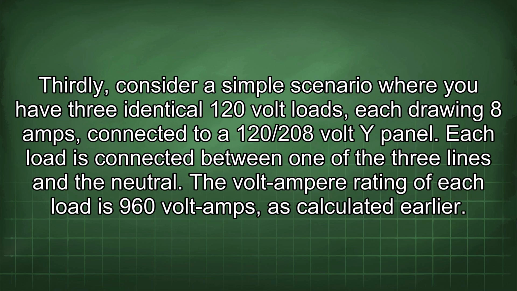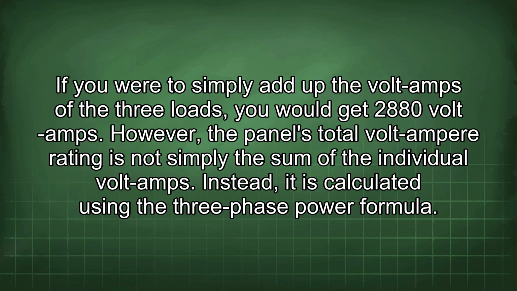Thirdly, consider a simple scenario where you have 3 identical 120-volt loads, each drawing 8 amps, connected to a 120/208 volt Y panel. Each load is connected between one of the 3 lines and the neutral. The volt-ampere rating of each load is 960 volt-amps as calculated earlier. If you were to simply add up the volt-amps of the 3 loads, you would get 2880 volt-amps.